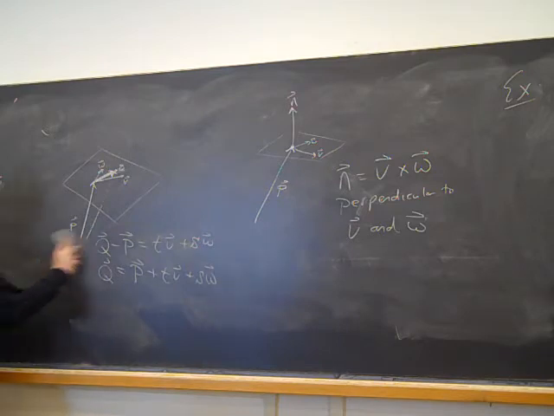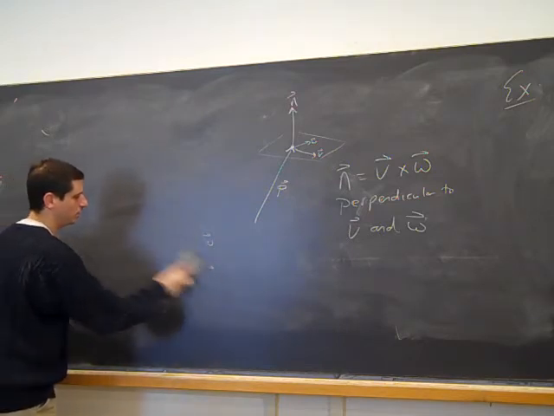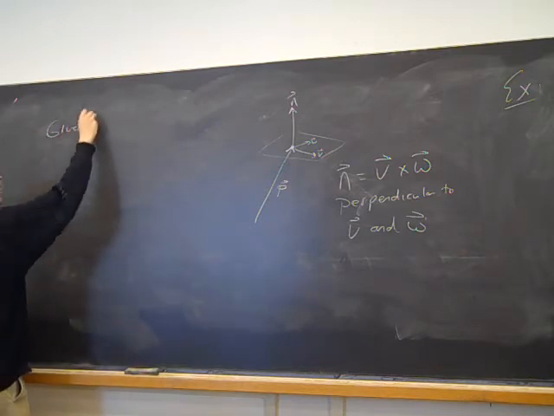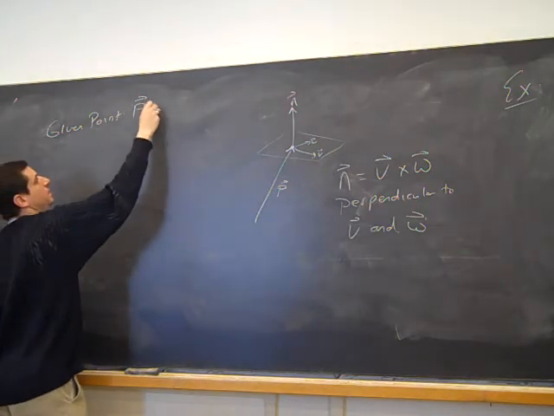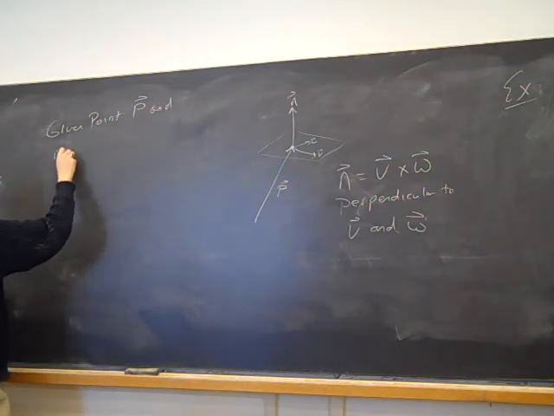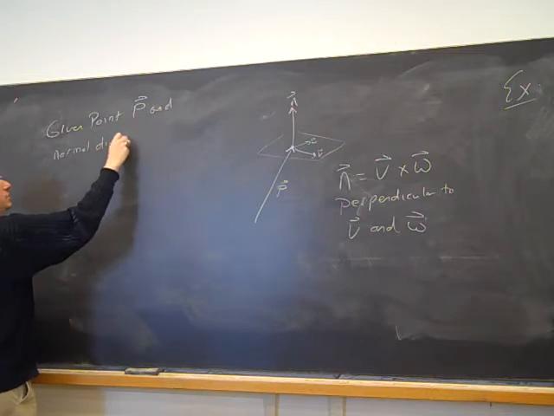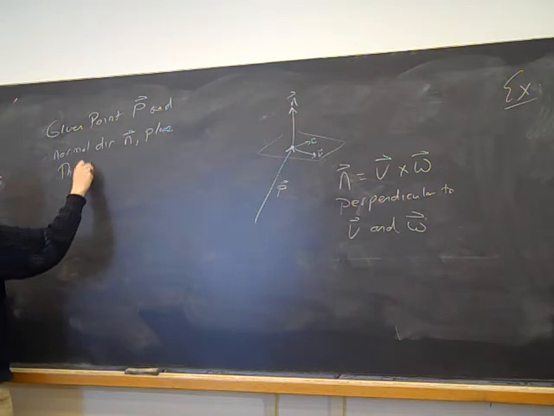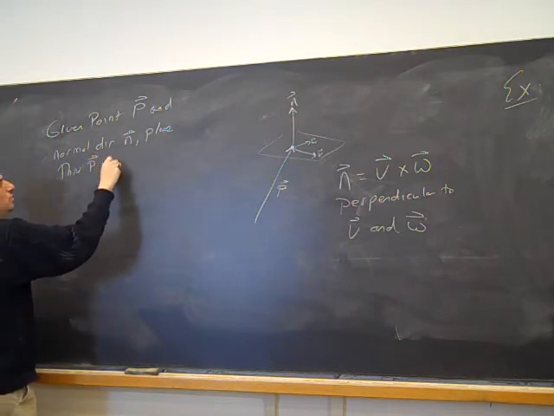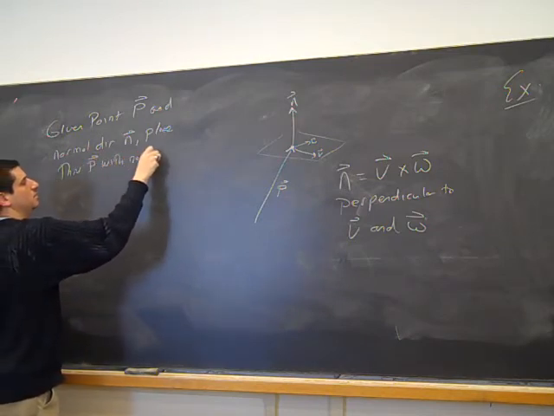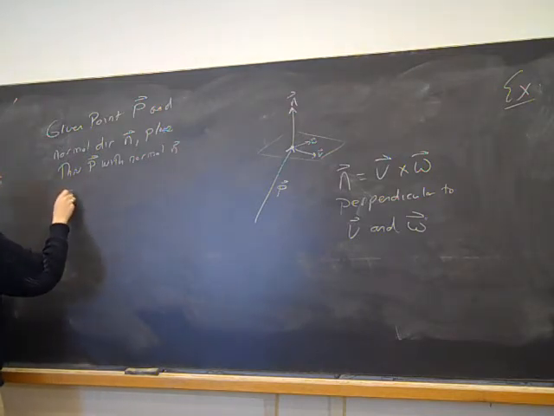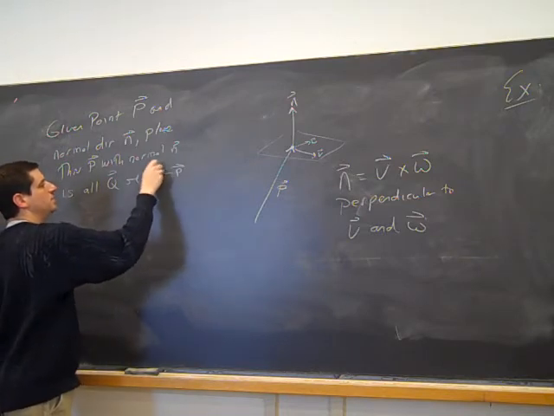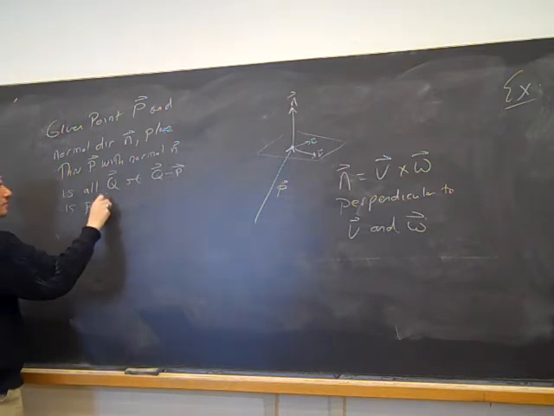So what I can do now is the following. Given point P and normal direction n, the plane through P with normal n is all q such that q minus p is perpendicular to n.